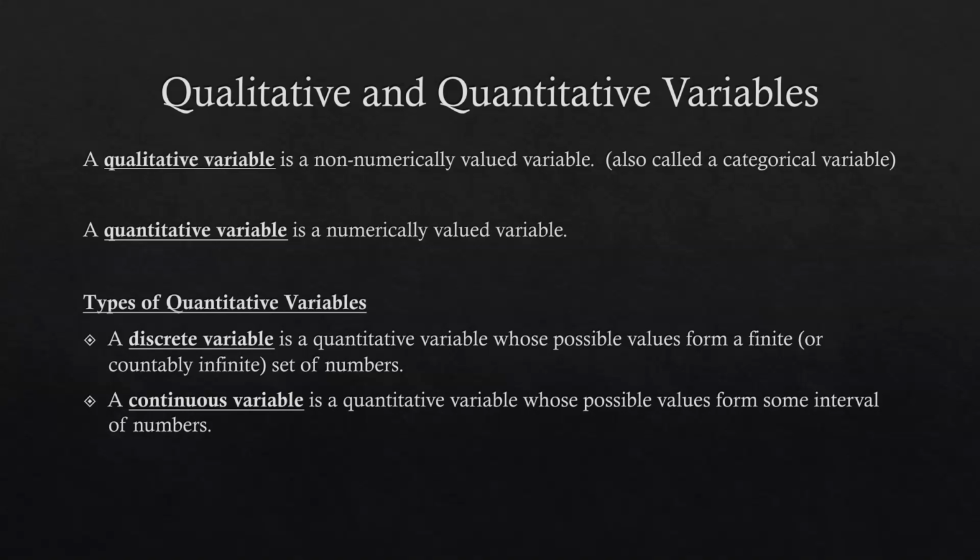Now there are two types of quantitative variables. You've got discrete and continuous. Discrete has finite values. So what we say is they're countable, meaning it's a finite set of numbers. We can count those things. We can count discrete variables. Continuous variables are variables whose possible values form some interval of numbers. So they form some interval. And we'll get into some examples here in just a minute.